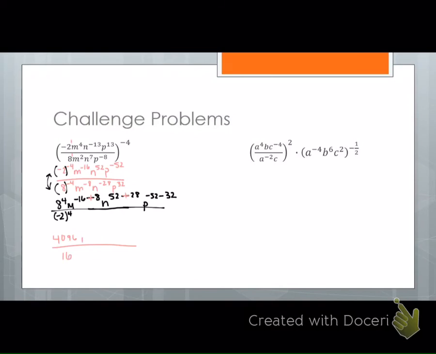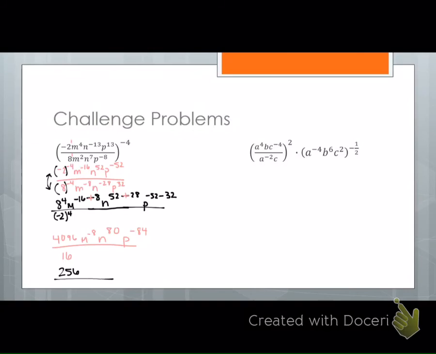So we have m to the negative 8th. That's 10, carry the 1. Is that n to the 80th? Yes. And p to the negative 84th? Yes. What's 4,096 divided by 16? 256. So that's just 256 in the numerator.